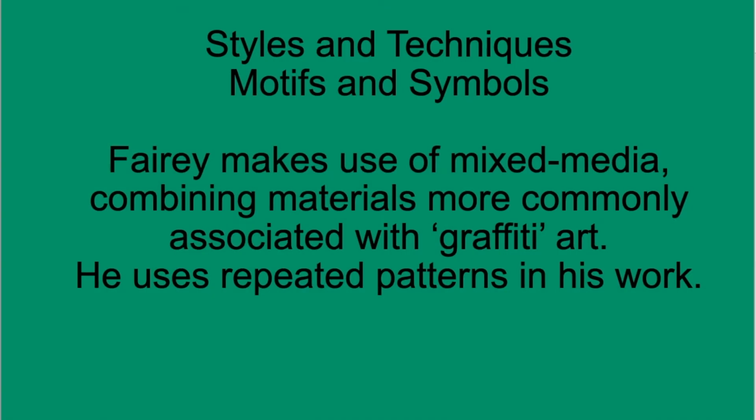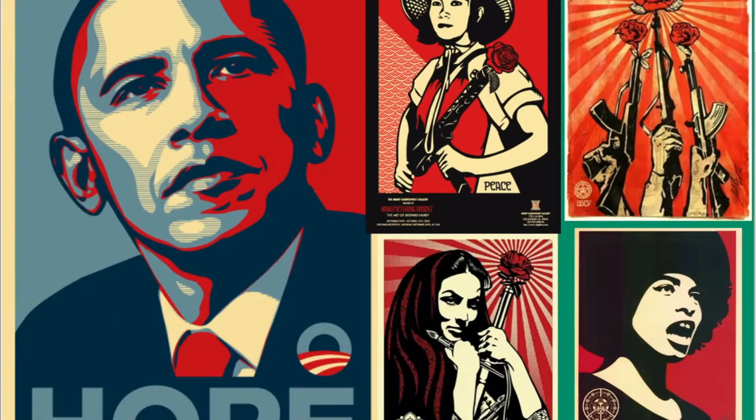From that short documentary, Shepard Fairey uses lots of different mixed media and combining materials which are more commonly associated with graffiti art. He talks about how he uses a vocabulary of motifs. So basically he uses repeated patterns in his work. I've put some examples on here. In some of the smaller pieces, you can see how he uses this repeated pattern of rays in the background, and it almost points to the main focal point of the image.